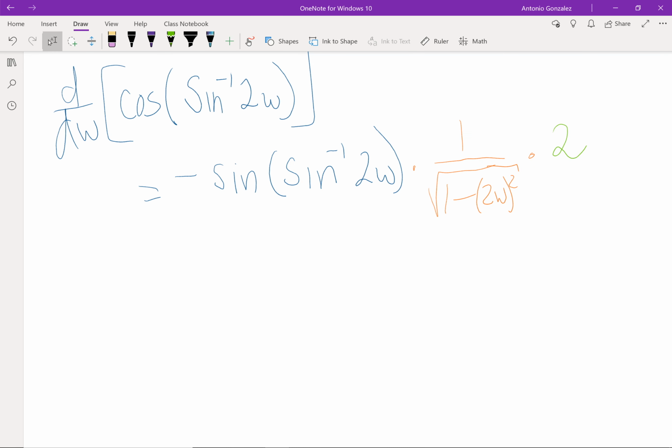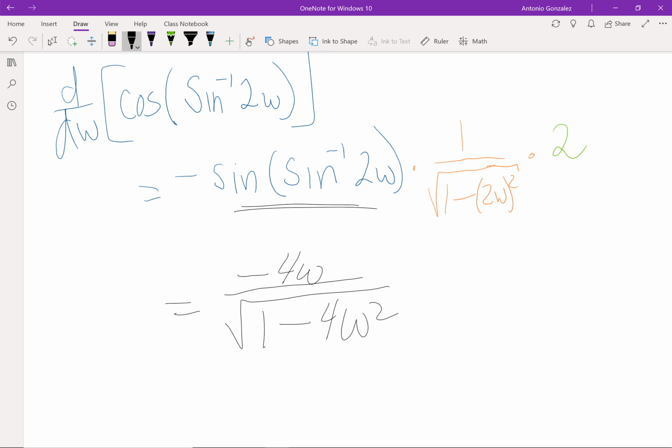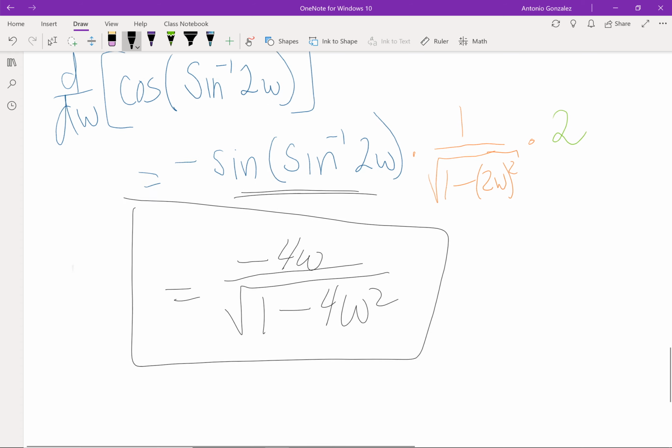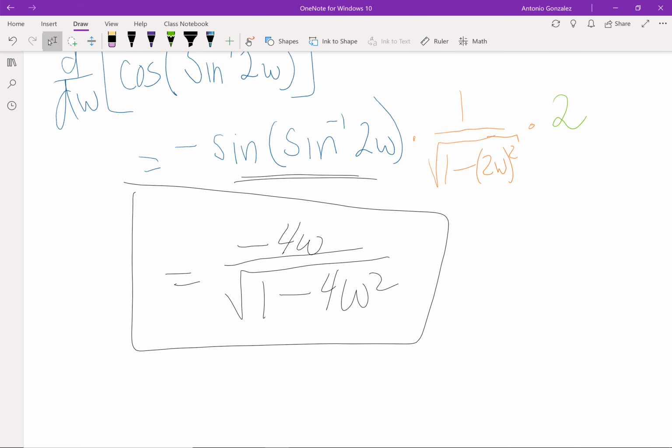All right, so let's put everything together here. Now, one thing to notice here is sine of sine inverse, right? Since they're inverses, the way they act, they'll simplify to 2w. And there's a 2 out here. So we get negative 4w all over the square root of 1 minus 4w squared. And that would be the derivative of cosine of the sine inverse of 2w with respect to w.